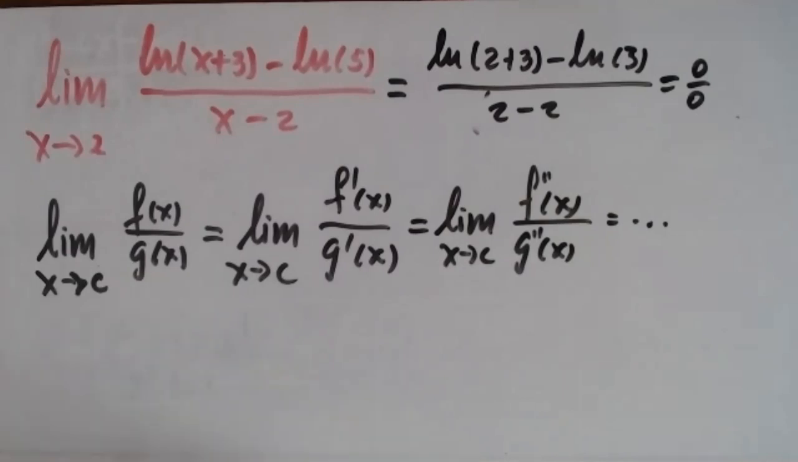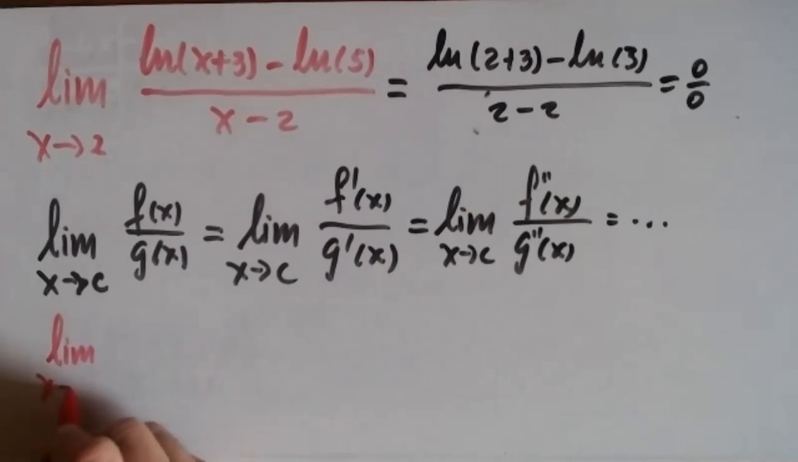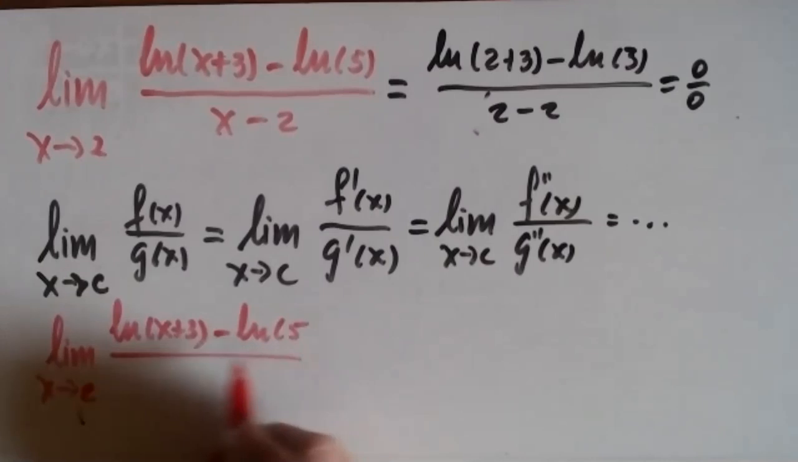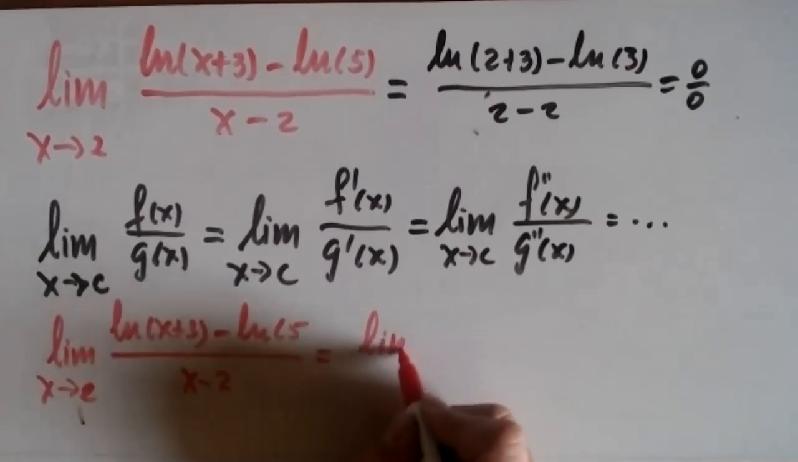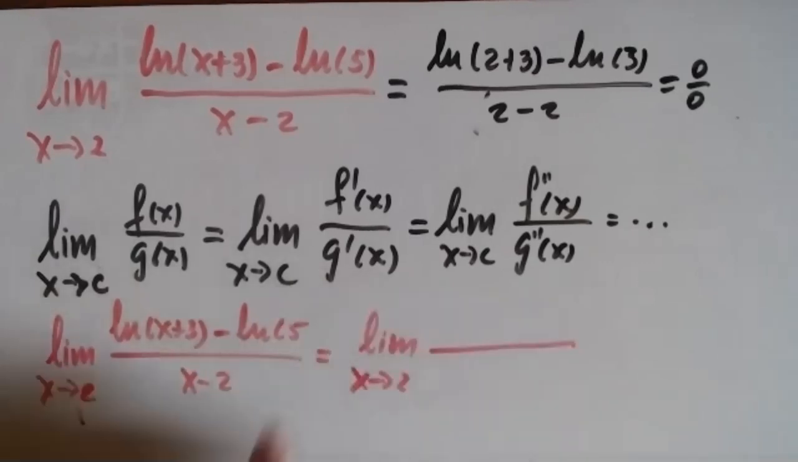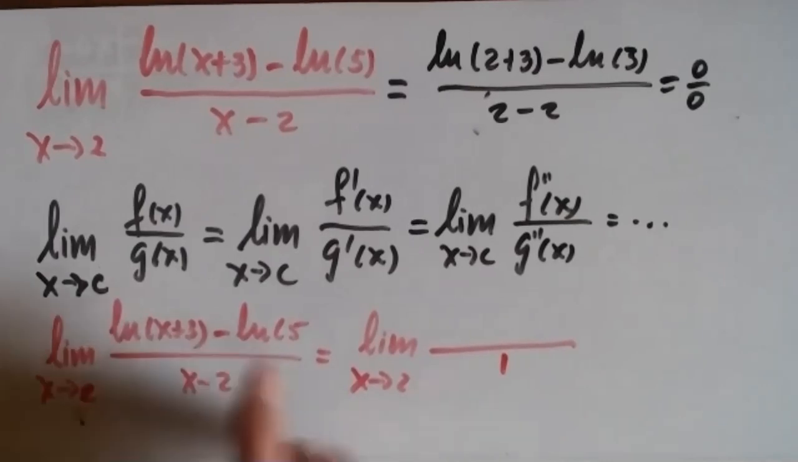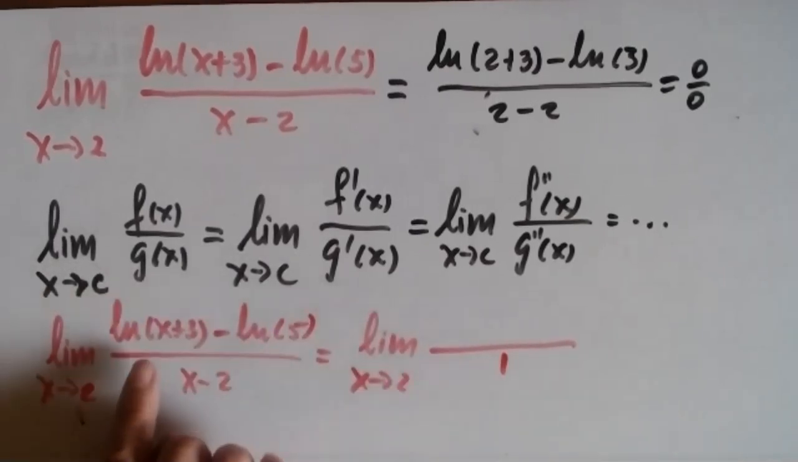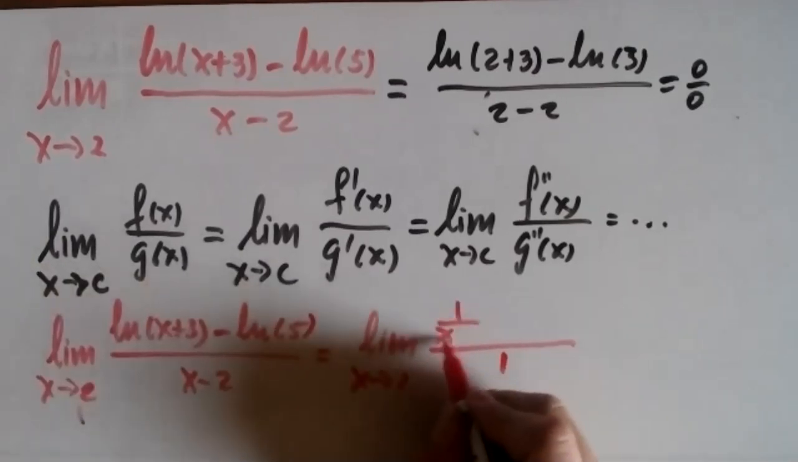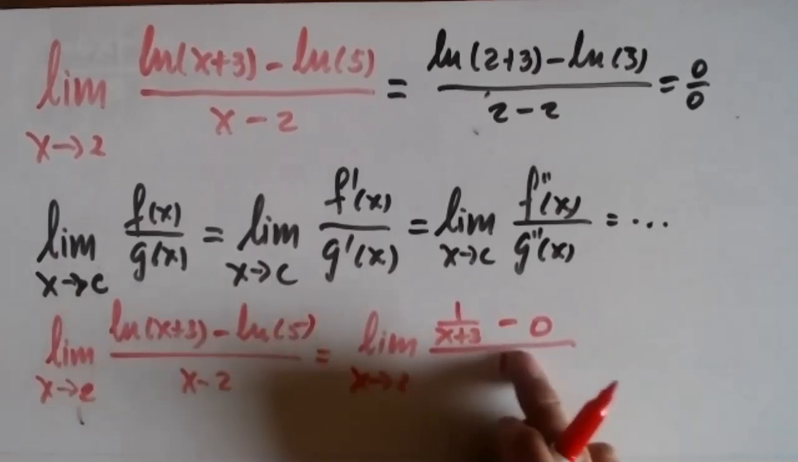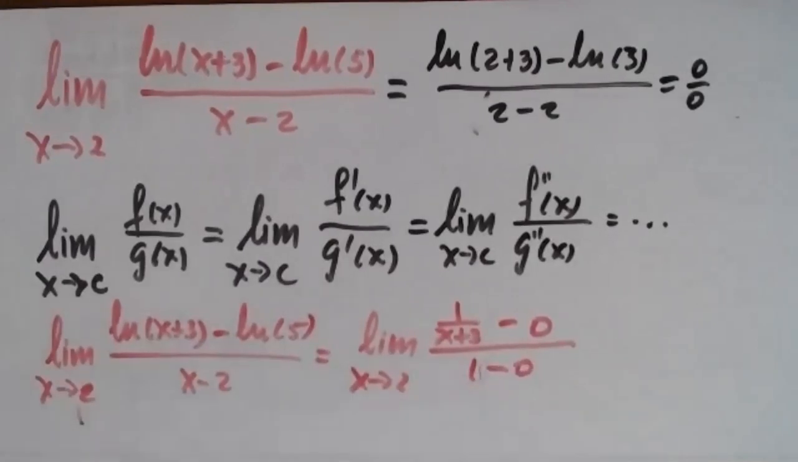So if we use this rule, the limit when x approaches 2 of ln of x plus 3 minus ln 5 over x minus 2 is going to be the limit of the quotient of the derivatives. The derivative of the denominator is 1, so no problem. What is the derivative of the last term in the numerator? It's a constant, so it's 0. So the derivative is going to be 1 over x plus 3 minus 0, over 1 minus 0, right?